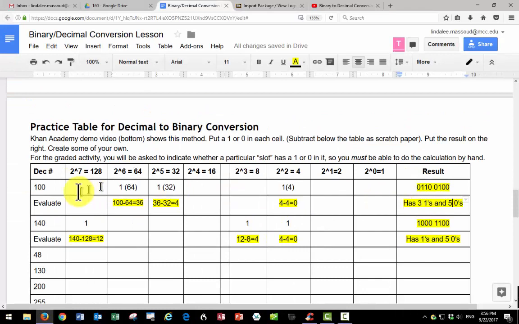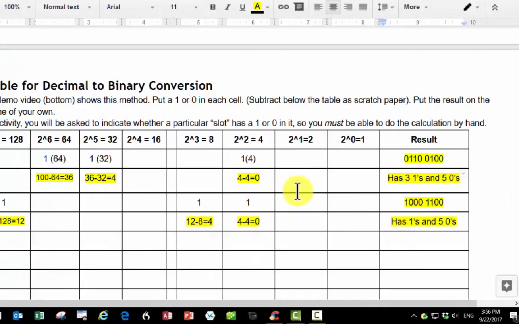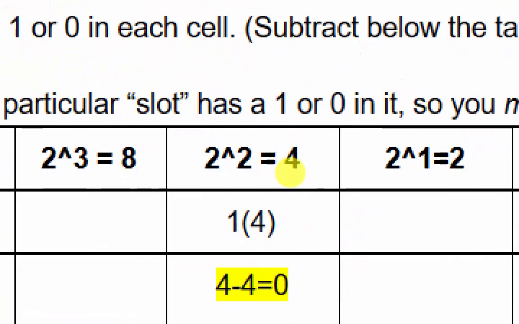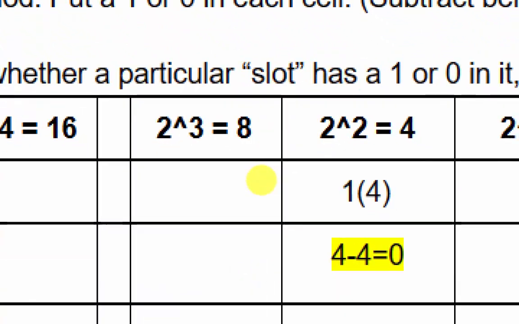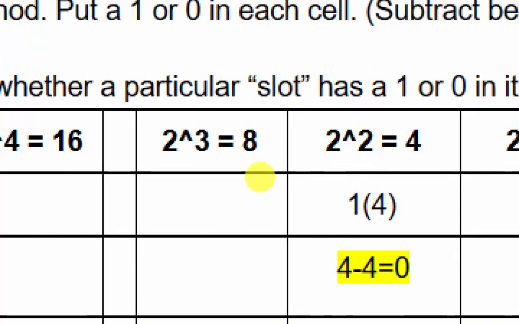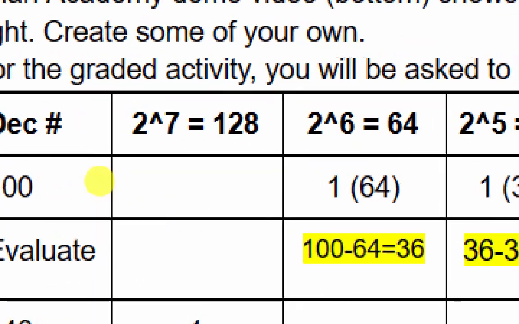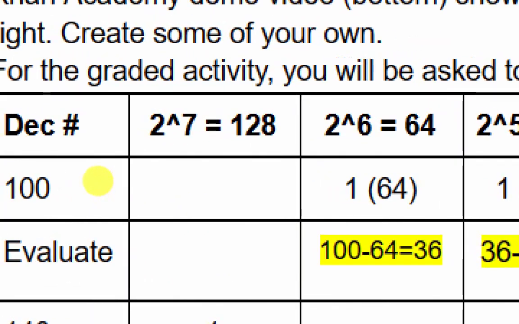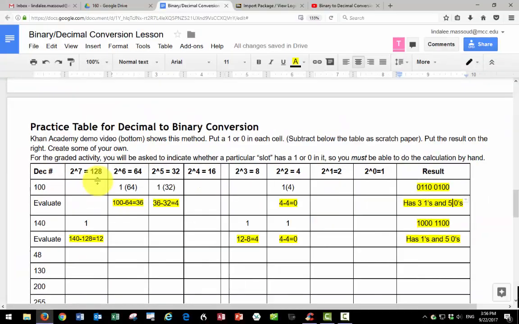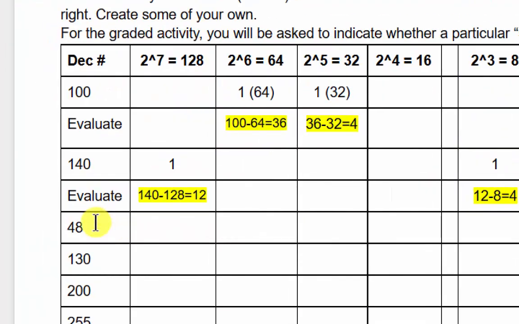So converting from decimal 100 to binary gives us 0110 0100. And you can ask, what number is in the 2 squared, or 2 to the second power, slot? Well, there's a 1 in that slot. And what number is in the 2 to the third slot? There's a 0 in that slot. And what number is in the 2 to the 7th slot? It's a 0 in that slot. Remember, I did that just so you have to actually fill out the form. You can't cheat.